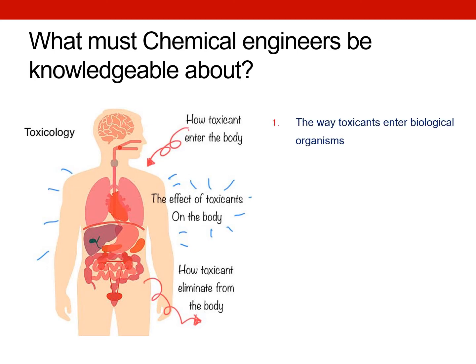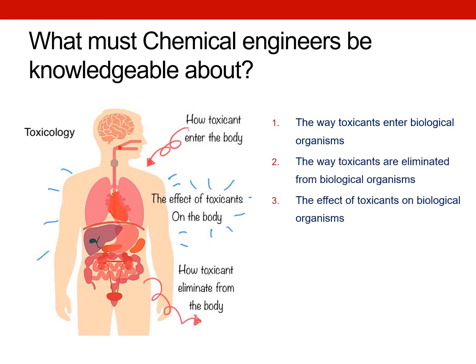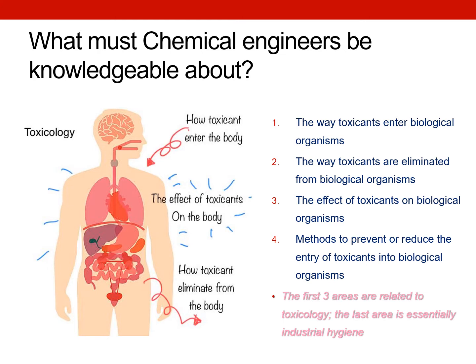First, how toxicants enter our body, how our body purges these toxicants, and what the effects of these toxicants are on our body. And the last one is the method to prevent or reduce the entry of toxicants into our body. So numbers 1 to 3 are related to toxicology, and the last area is essentially industrial hygiene, a topic to be talked about in the next chapter.